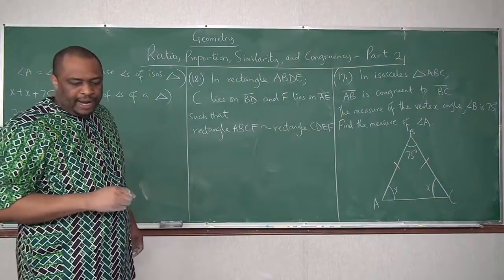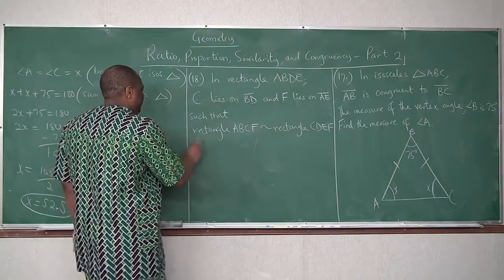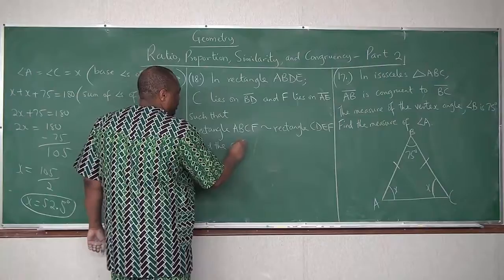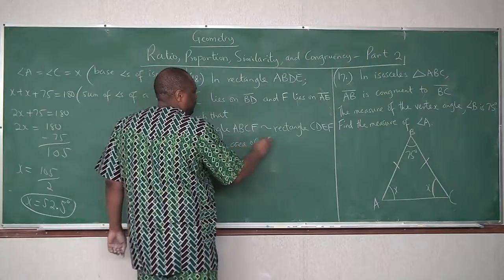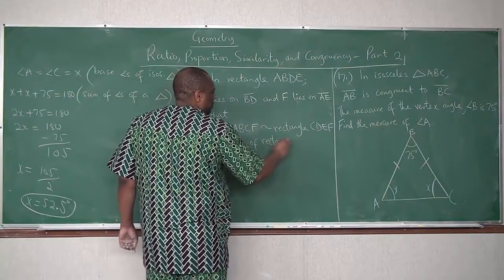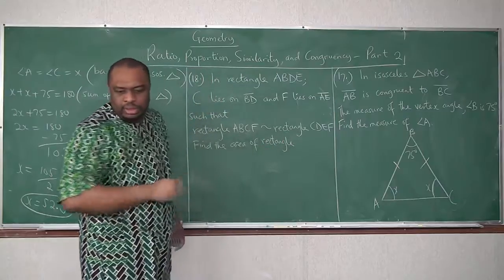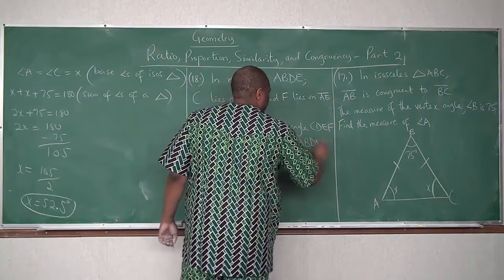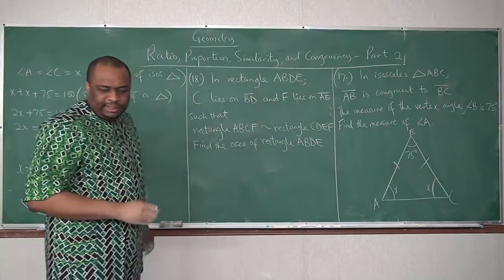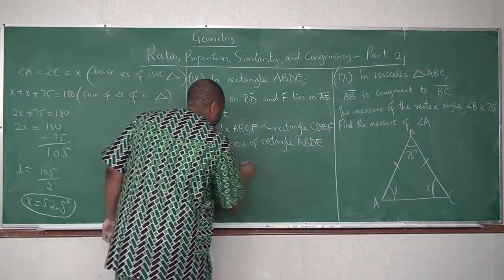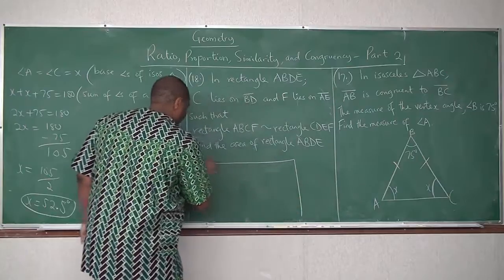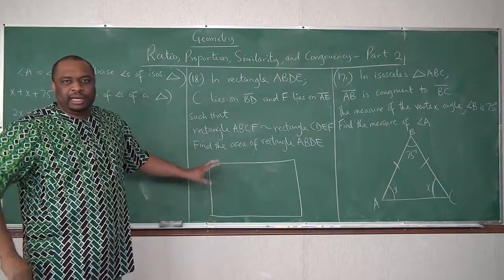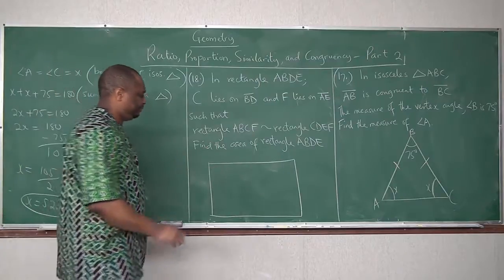Okay. Find the area of rectangle ABDE. Okay, so you have this rectangle here. You have two rectangles here. They gave you this question, they gave you the diagram.